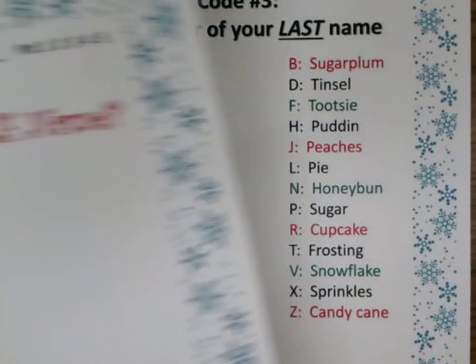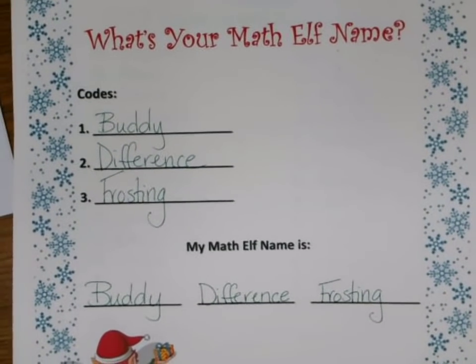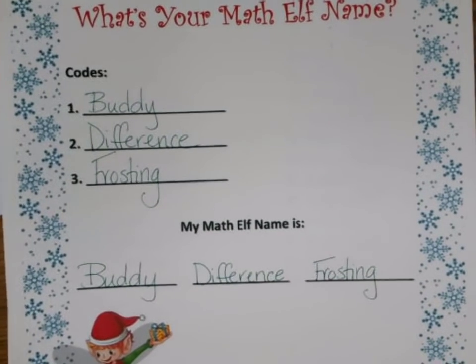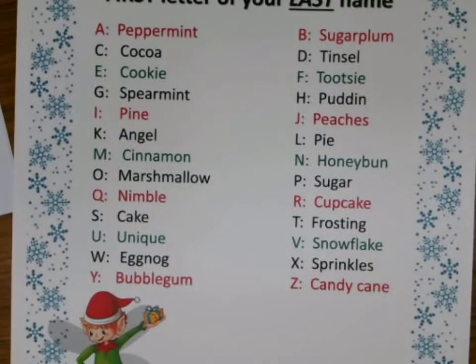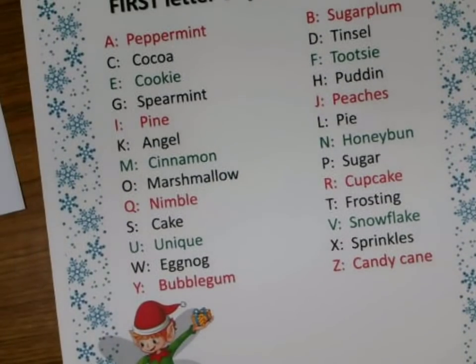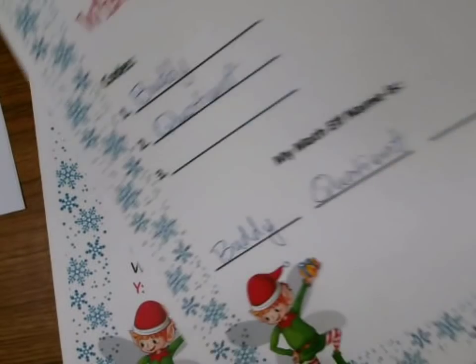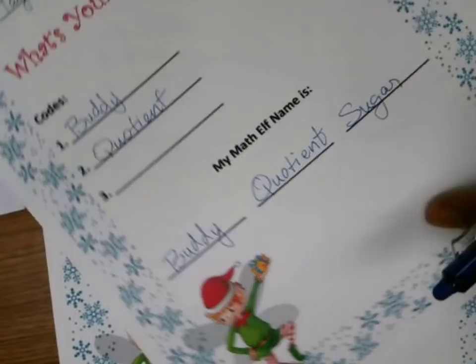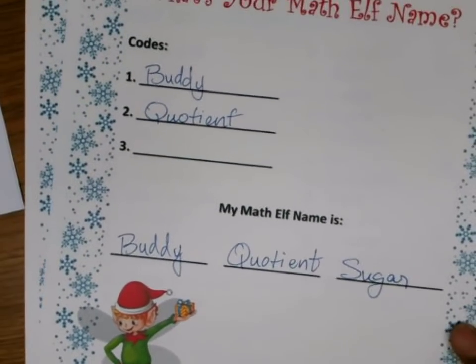So what is your final one, Mrs. Traster? Spin Master Traster can also be known as Buddy Difference Frosting. Nice. How about you, Miss Tay? All DJ right, Tay? DJ Tay. Okay, so I am Pew. So my last one is sugar. Buddy quotient sugar. Buddy quotient sugar. You are so sweet. I love it.